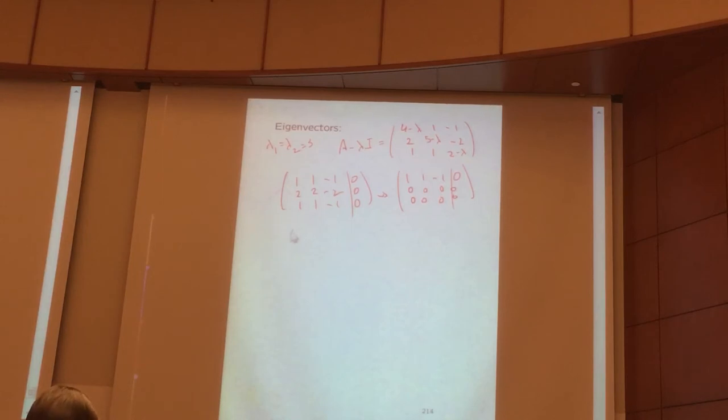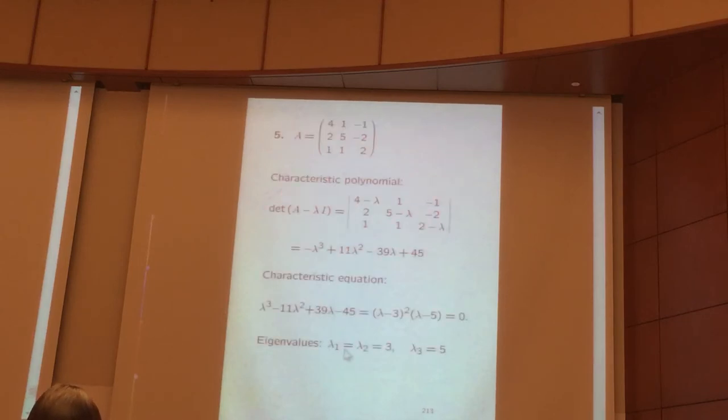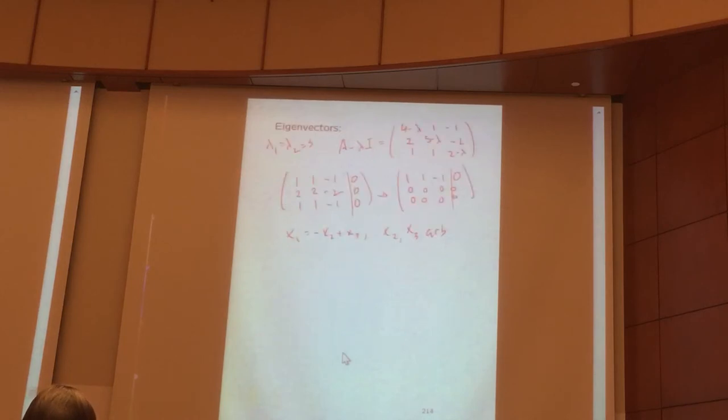So this says that x1 is minus x2 plus x3. x2, x3 arbitrary. See, two rows of zeros means two arbitrary unknowns. Pick them any way you want. Not both zero. Now look, I got three eigenvalues. I want three eigenvectors. Right? So what I'm going to do, because I have two arbitrary unknowns, I can pick them independently so that I get two independent vectors.